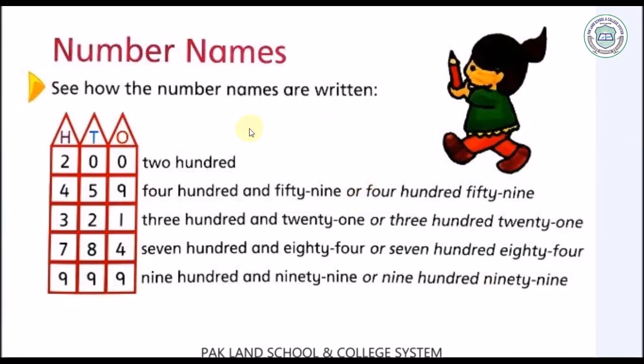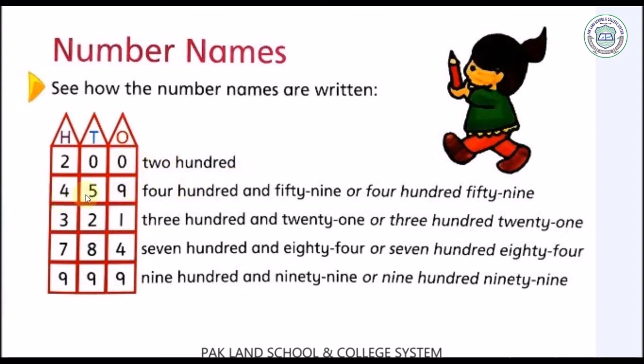The next topic we have is number names. Students, look at this column. See how to write the numbers in our different columns. First column we have is the hundred, next the tens column, and the next is the ones column. The first example we have is 200. So you have to write 200 in word form.